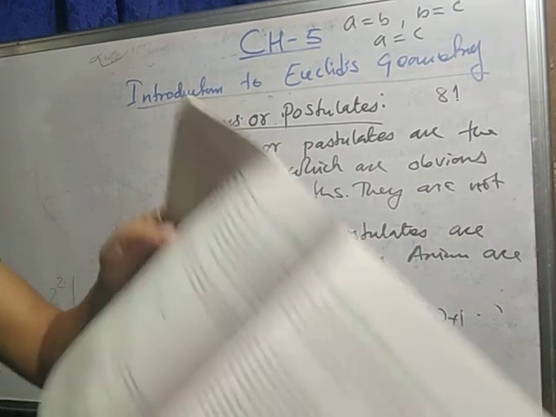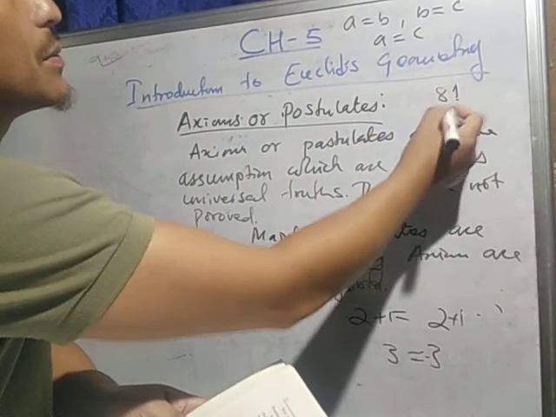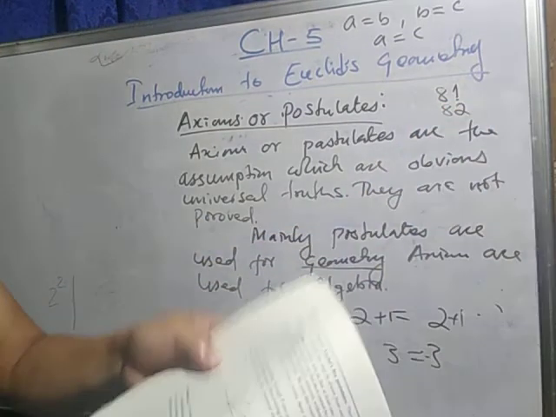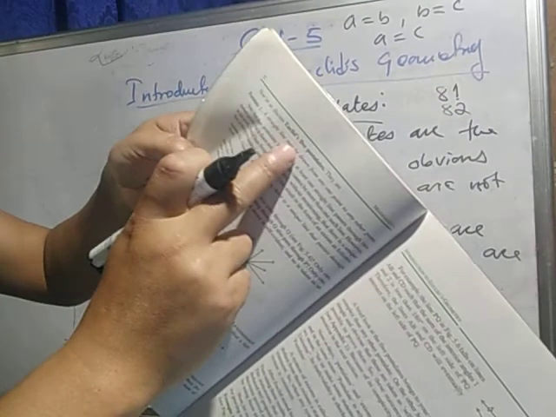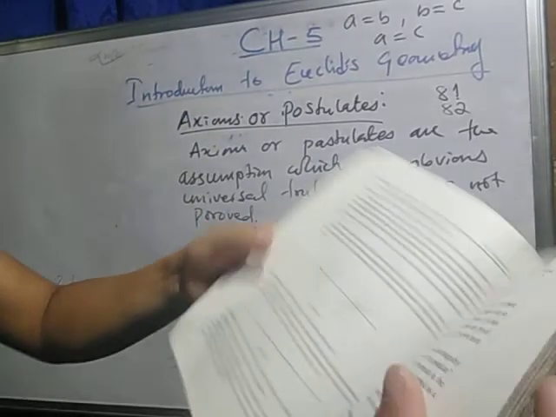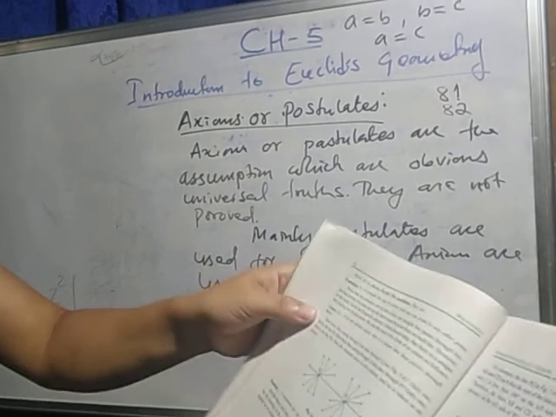So on page number 82, there you have Euclid's postulates. Five postulates are there, isn't it? Euclid's five postulates. So write all this down and draw also. See, I'll explain this one.